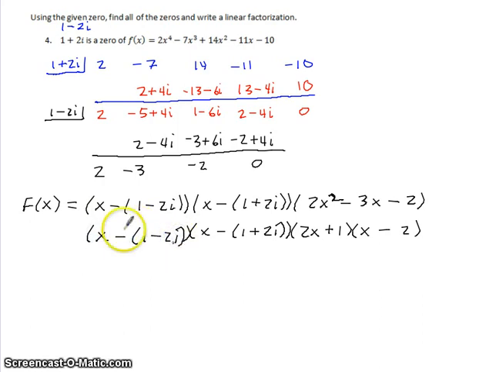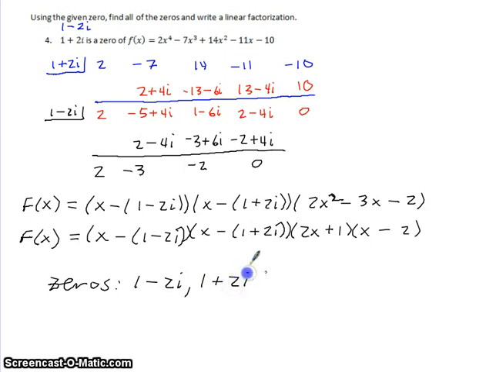And the zeros consist of 1 minus 2i, 1 plus 2i, a negative 1/2, and a positive 2. Alright, let's go to the last one.